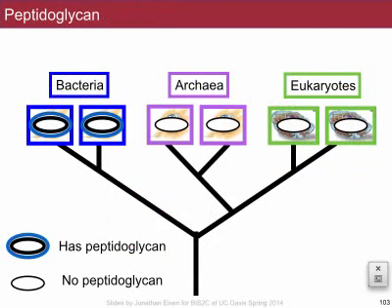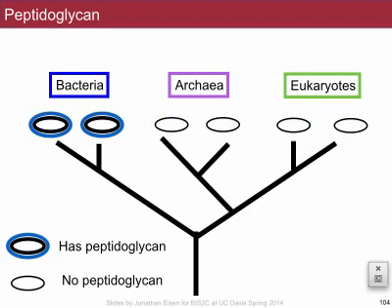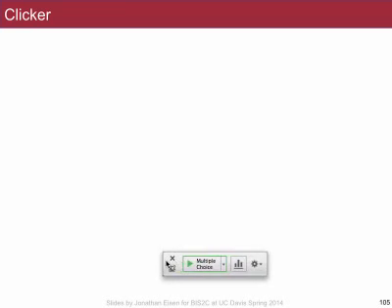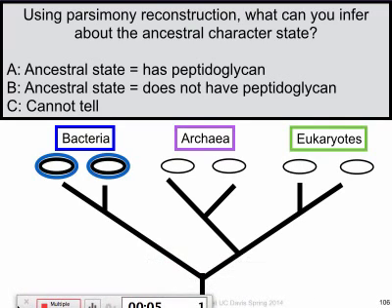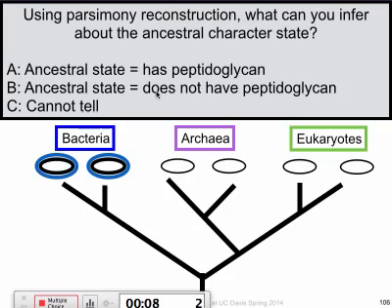And so if you overlay this onto the tree, here bacteria has peptidoglycan, Archaea and eukaryotes don't have peptidoglycan. Again, we can use the rooted tree to infer something about the ancestry. So we're going to do another quick clicker question here. Using parsimony character state reconstruction, what can you infer about the ancestral character state for this group of organisms in terms of peptidoglycan?